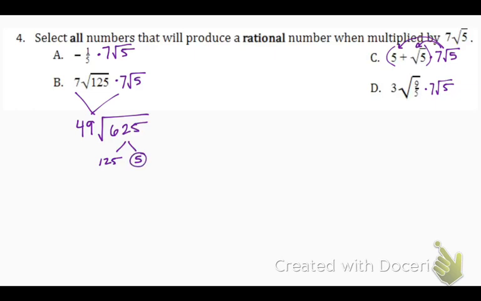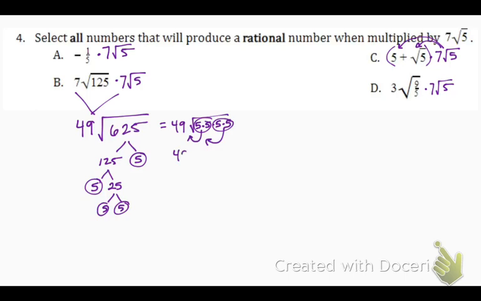5 is a prime number, so leave it there. 125 is 5 times 25, and 5 is a prime number. 25 is 5 times 5, and now we have our prime factorization. So if I rewrite this, this is 49 times the square root of 5 times 5 times 5 times 5. And since this is a square root, we're able to take out groups of 2.